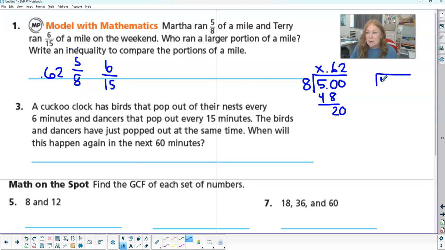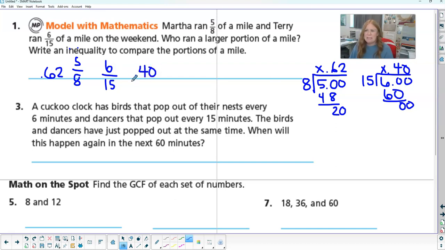And then if I take this one, if I do 6, add a couple decimal places and divide by 15, 15 can't go into 6. So it goes into 60, 15, 30, 45, 60, exactly 4 times, which is 60. There's nothing left over. 15 goes into 0, 0 times. This person ran only 40 hundredths.